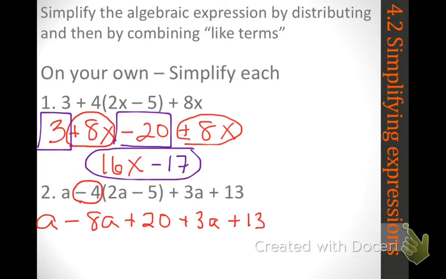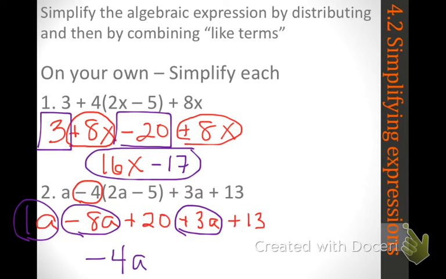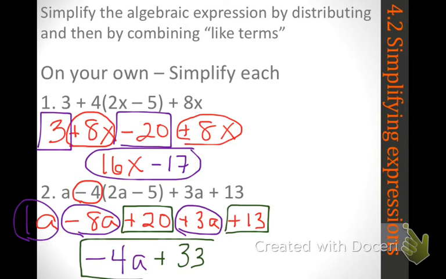Now I can combine like terms. I have 1a here minus 8a plus 3a. I like to do my positives first. So 1a plus 3a gives me 4a. Minus 8a gives me negative 4a. And I have positive 20 plus 13 more gives me plus 33. So my answer is negative 4a plus 33. Nice job, guys.